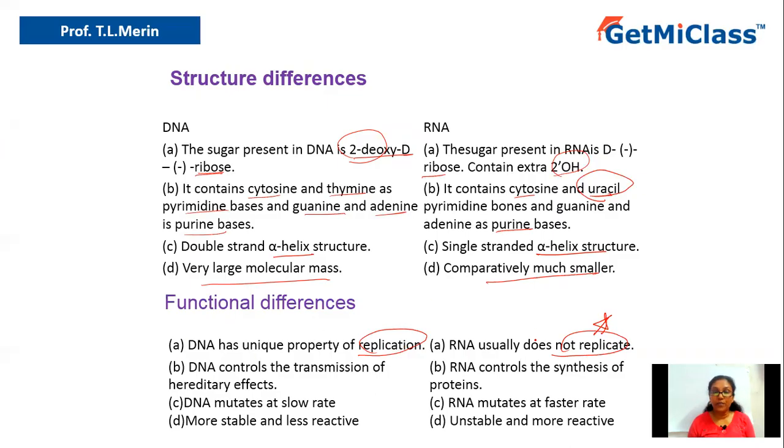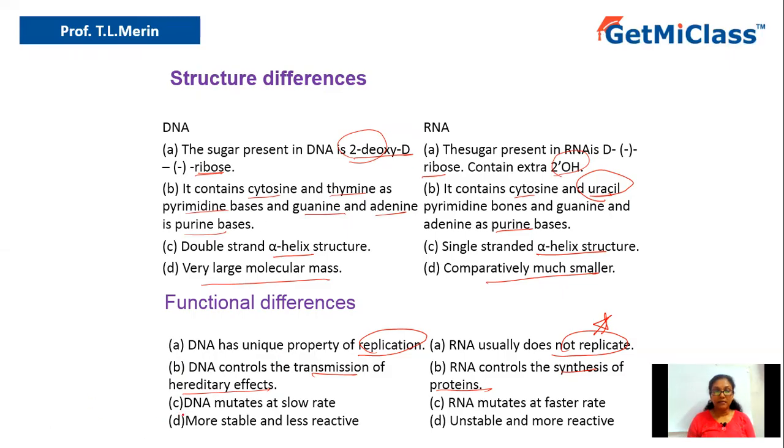Okay, or duplication of the RNA does not occur. Then B, that is the point B, you will say DNA controls the transmission of hereditary effects, whereas RNA controls the synthesis of the protein, because based on the information on the DNA only, RNA will be formed, and based on the information on the RNA, proteins will be formed.